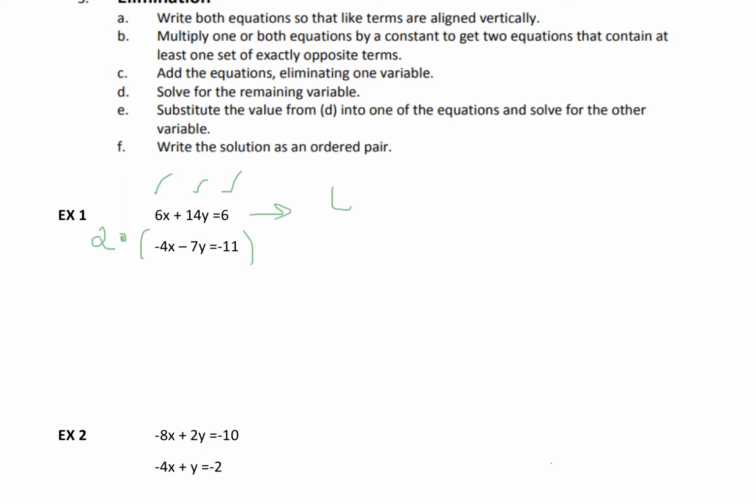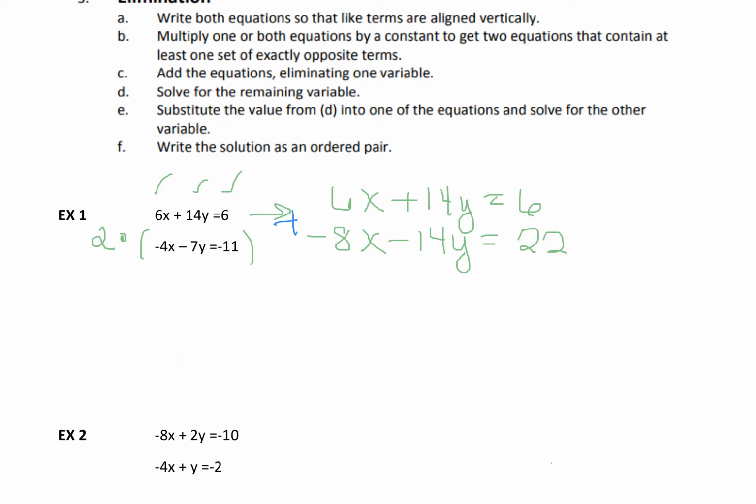So that's going to give me the 6x plus 14y equals 6. Nothing changed. And then it's going to give me -8x minus 14y equals 22. Make sure to multiply that 2 by every piece. Now we do step C, which is add them vertically. And this is fine to do.